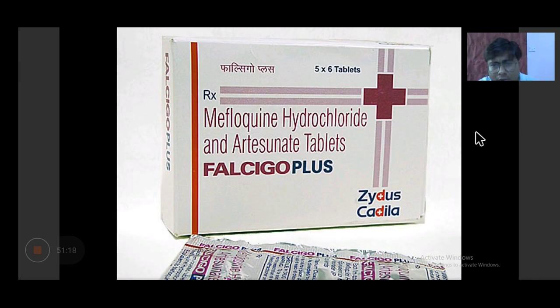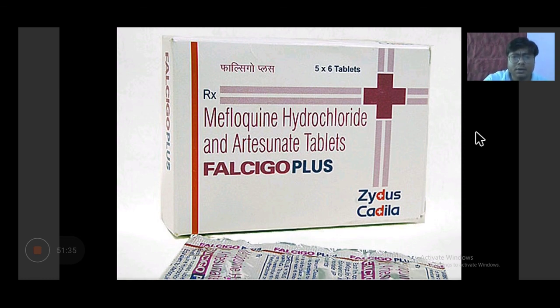This kind of combination you will find in the market with the name Falsigo. This is the brand name of Zydus Cadila, but there are many other brand names. This is just for example, not for promotion of any particular brand name, that mefloquine in combination with artesunate is available.